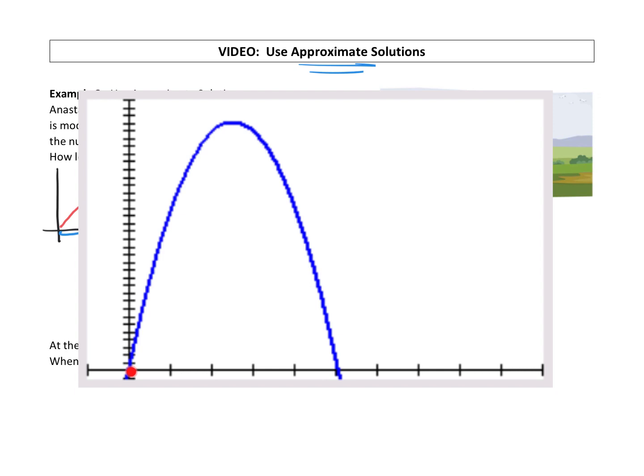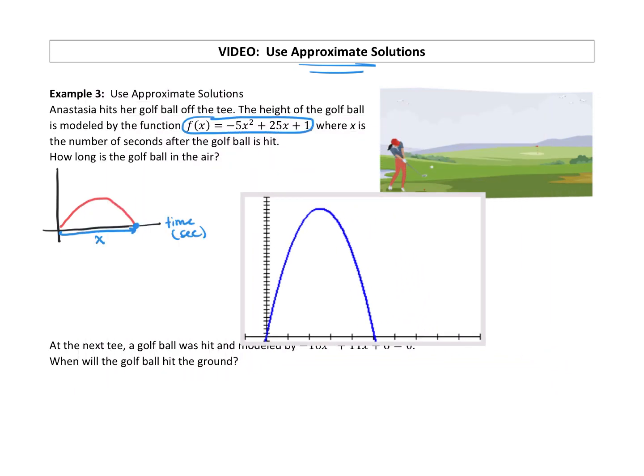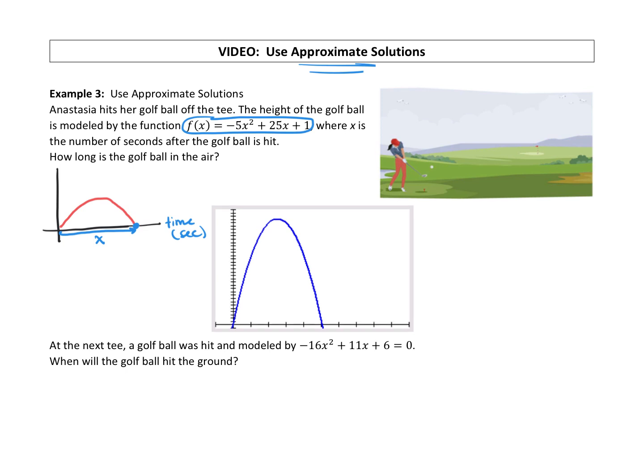How long was it in the air? So if we look, that's 1, 2, 3, 4, 5. And then if we were to zoom into the spot right here, it's not crossing at exactly 5. That's why we're approximating. So we can say it was in the air for about 5 seconds. And we are able to get that from just looking at a graph of the function. So to answer the question, the golf ball was in the air for about 5 seconds before hitting the ground.